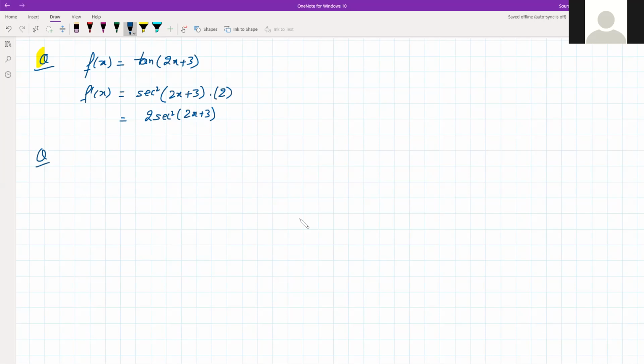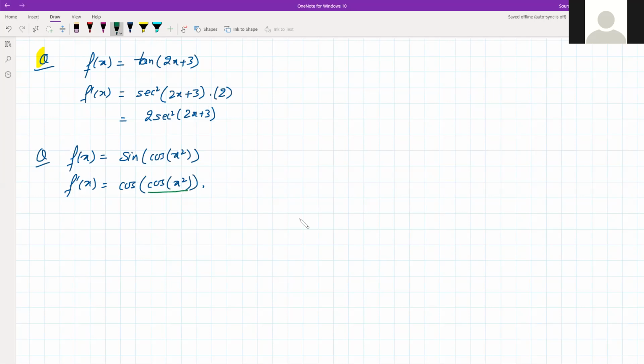Next, say the function is sine of cos of x square, sine of cos of x square. So this is where the level is 3. So f dash x will be the outermost function sine. Its differentiation will be cos. So cos of whatever is there inside. And then whatever was there inside, differentiation of that.